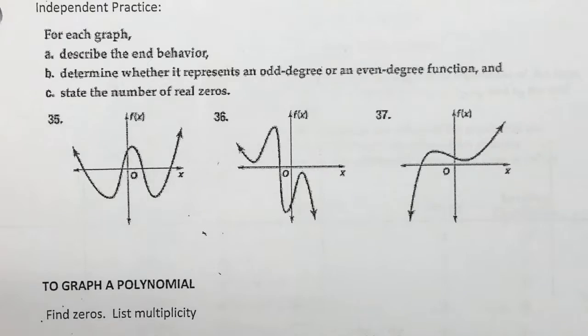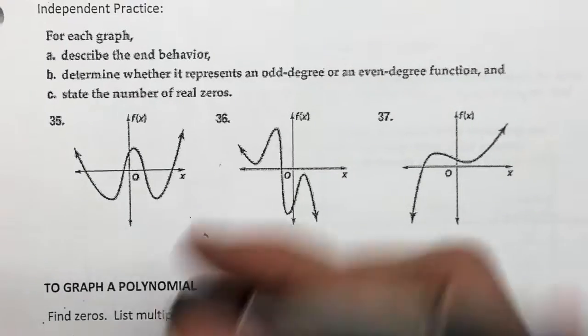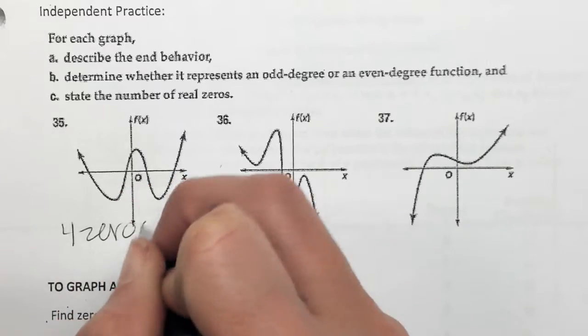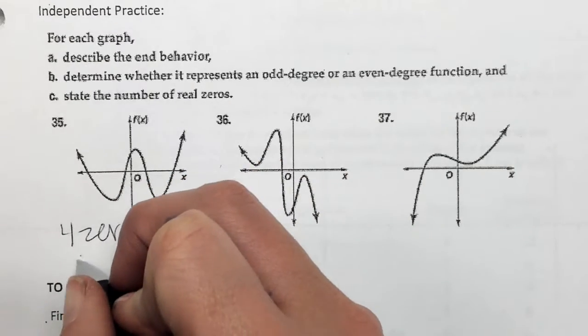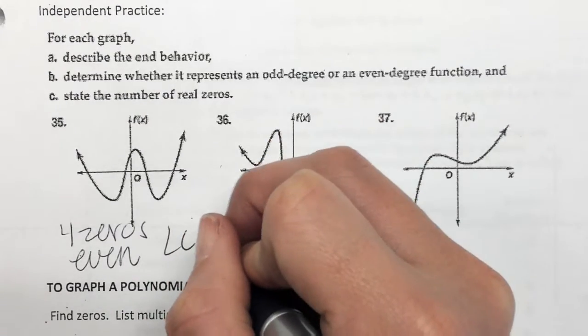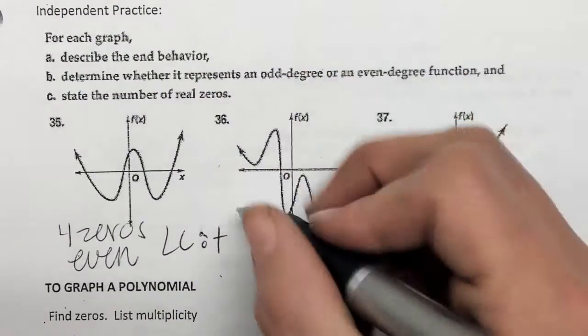Everybody done with these three? Okay. Abby, tell me how many zeros here? 4. Good. Isabel, even or odd? Good. Ashton, positive or negative leading coefficient? Good. Alan, how many zeros?